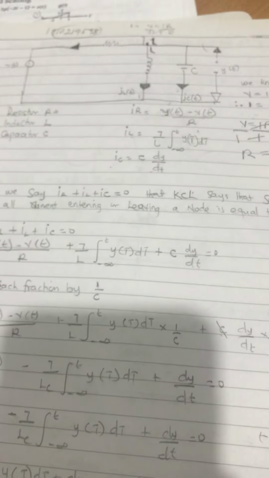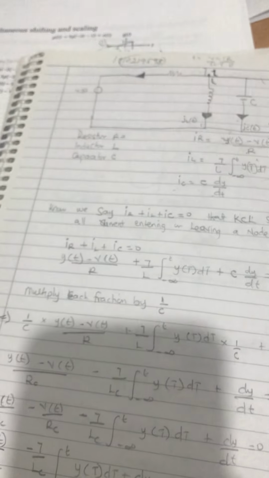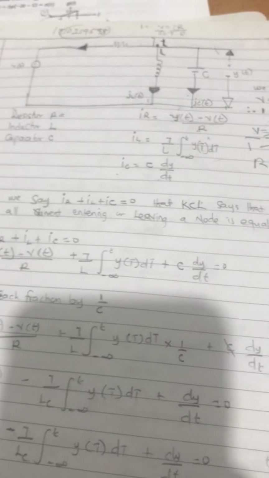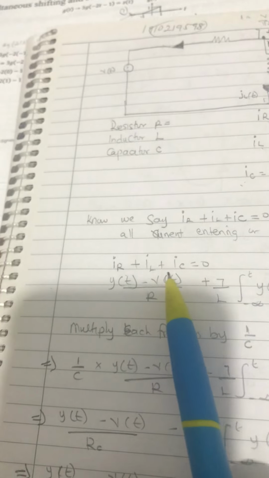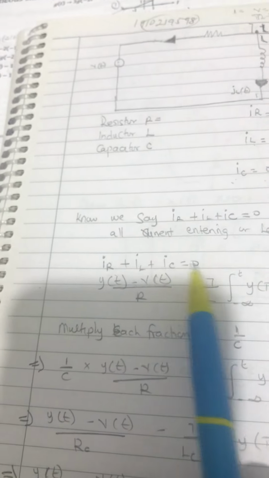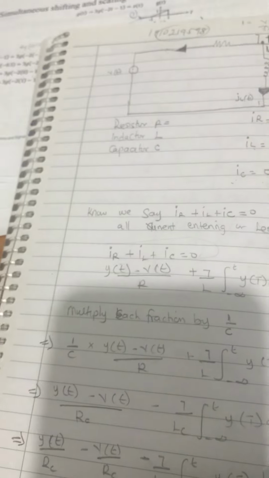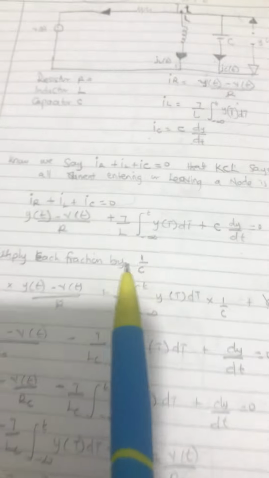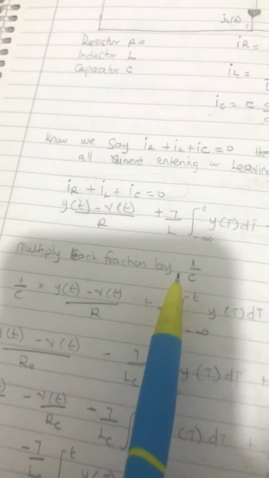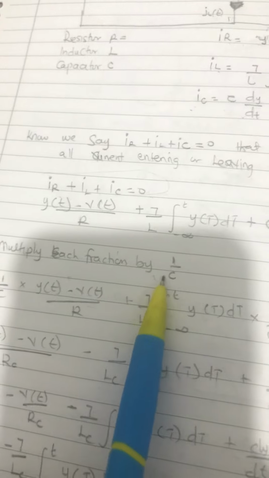So we all know that in Kirchhoff's circuit law, the sum of the currents entering or leaving the node is equal to 0. So we can say IR, and IL, which is your inductor, and your IC is equal to 0. So we just input the functions according to their correspondence here, and we equate it to 0. So we multiply each fraction by 1 over c, so we can have some cancellations out.